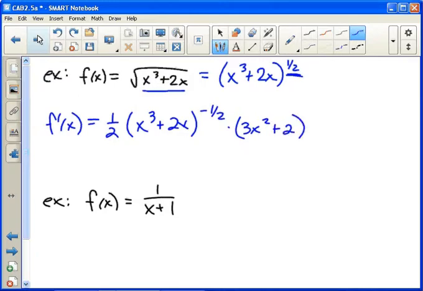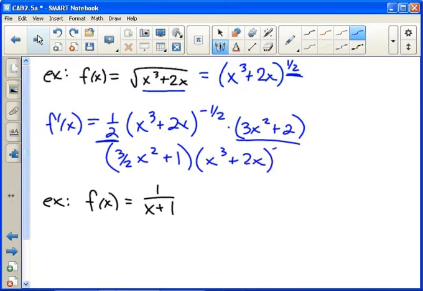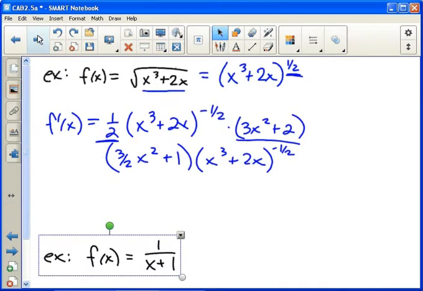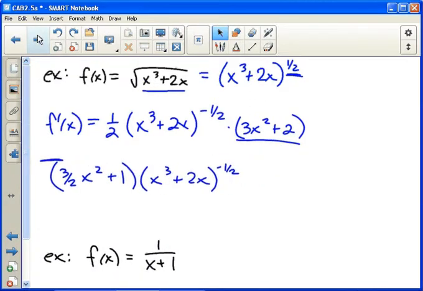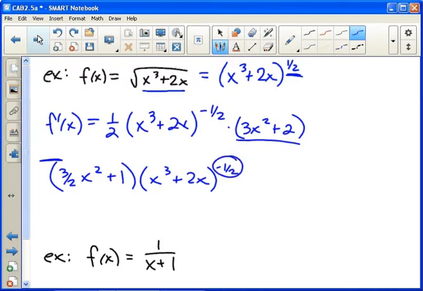And then our last step is to just simplify. Multiply this piece times this piece, and we get 3/2 (x squared plus 1) times (x cubed plus 2x) to the negative 1/2. Now just so you know, at least as far as I'm concerned, that answer is completely good, but it could be rewritten a couple ways, and I want to make sure you see how it's the same thing. This negative exponent means you could move that whole piece down to the bottom of a fraction.